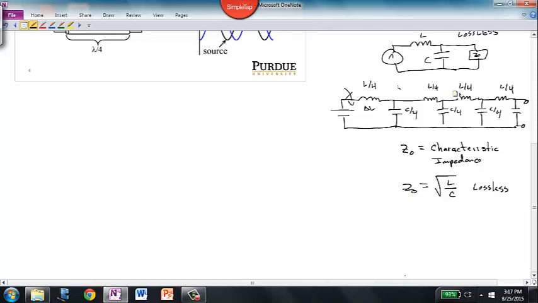And in a similar analysis, if we had included R's in the series and the shunt paths, we would have found that Z0 is equal to the square root of (R plus j omega L) over (G plus j omega C), and this is for a lossy T-line, so a more realistic T-line.